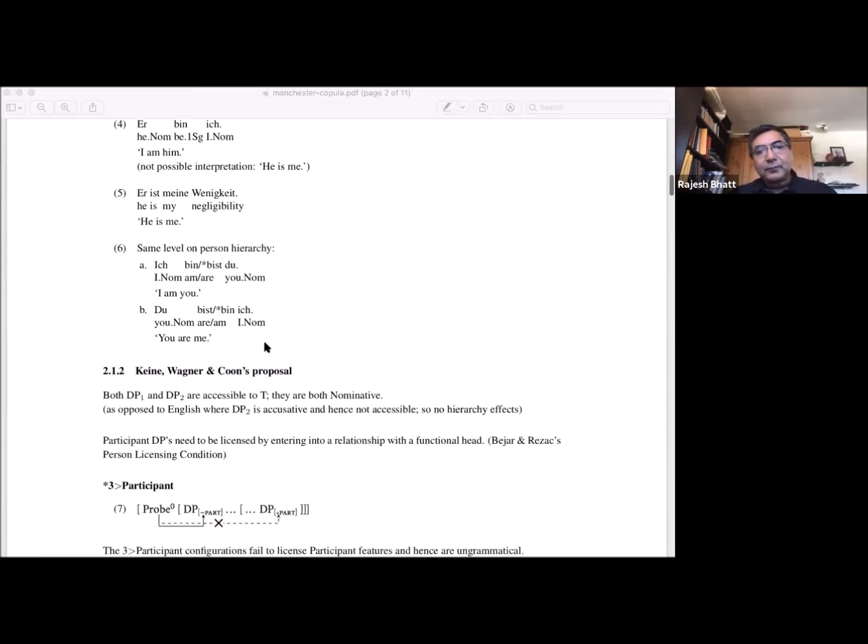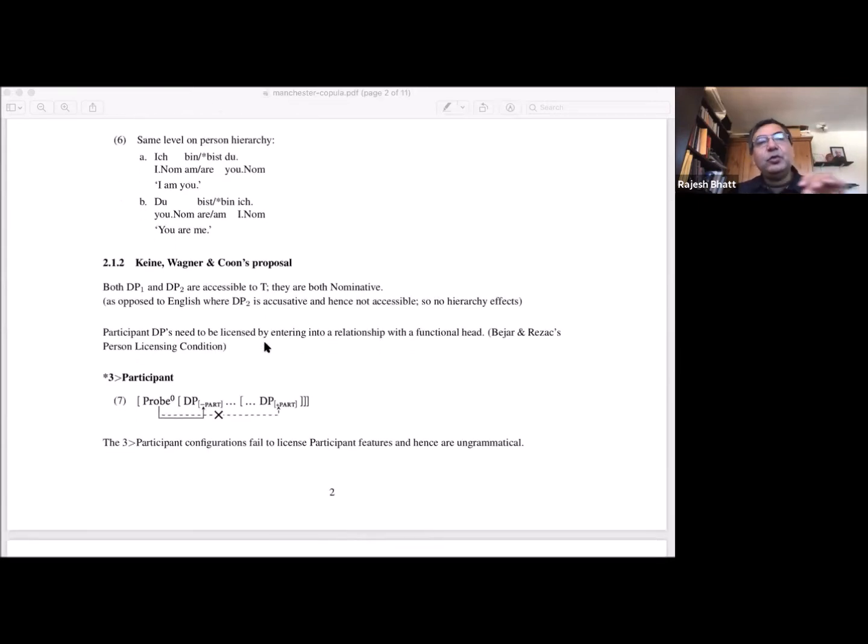Just to give you a sense of their proposal: unlike English, German copular sentences, and these copular sentences in particular, involve two nominatives. In English, if I were to say he is me, I say he is me, not he is I. While in German, both of these things appear in the nominative, and the idea is that this somehow makes them accessible to T, because T is only interested in things that are nominative.